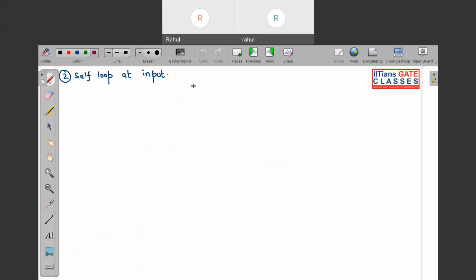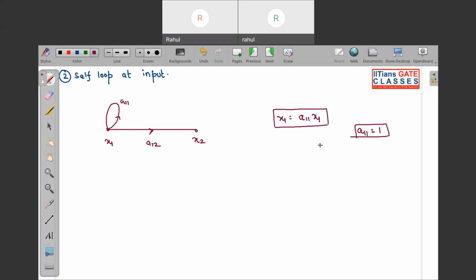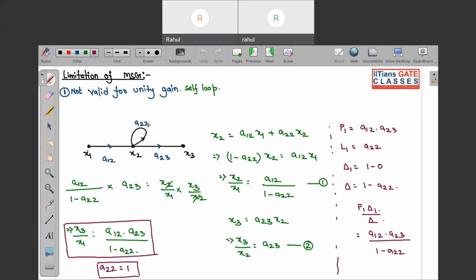Now next is what? If we have self loop at input. Okay, self loop at input. So that means what? If we have a self loop at your source node. Okay, so now let me write the equation over here. So x11 is equal to a11 x1. Tell me for what value of a11 is this valid? You might be guessing that when a11 is equal to 1, x1 is equal to x1 and this will be valid. But if a11 is equal to 1, just now we have seen what? That a self loop with unity gain is invalid.